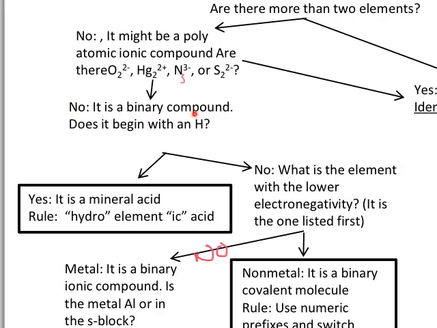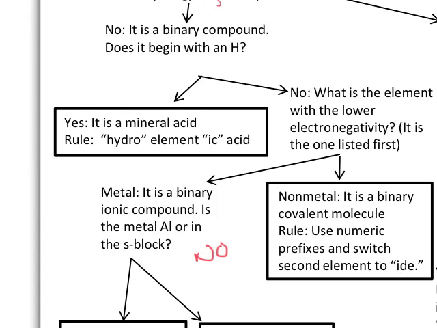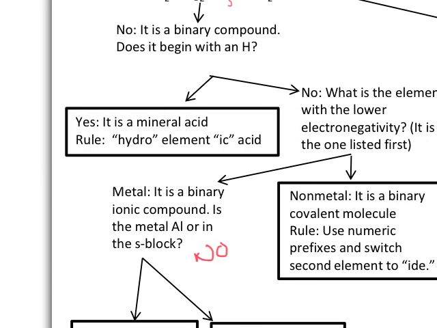The first thing that I want you to look at now is, does it begin with an H? If it begins with an H, you're going to have some kind of mineral acid. And our rule for mineral acids is to say the prefix hydro, take the element and convert its ending to ic, and add acid. For instance, if we had HCl, this is going to get converted into hydrochloric acid.